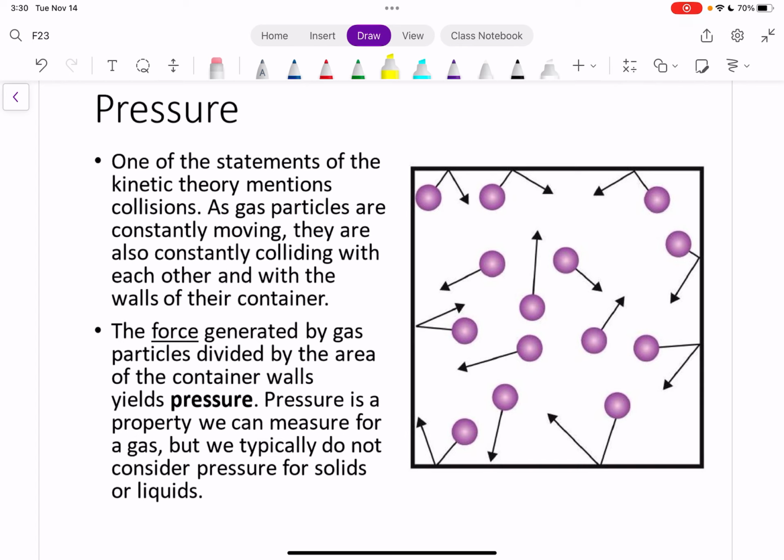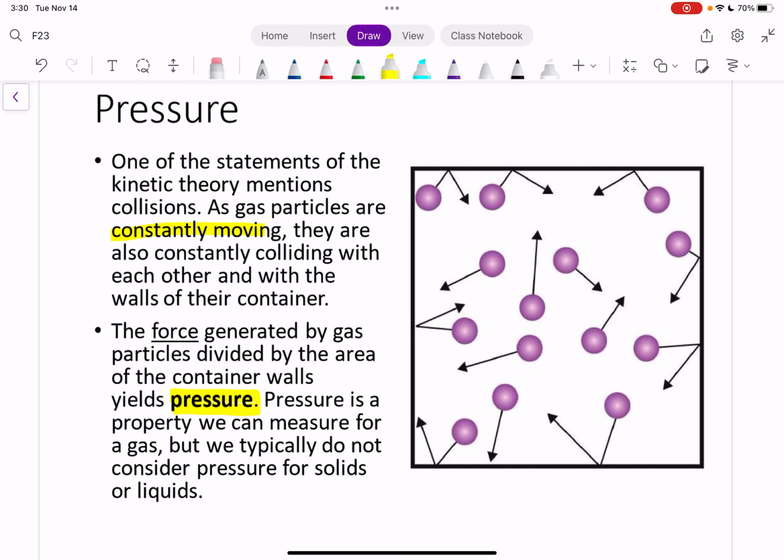So one of the statements above in kinetic molecular theory talks about collisions of these gas particles. So they're constantly colliding with each other and with the walls of the container, but they're in constant motion. And this generates a force. So because these gas particles are constantly moving, those particles are generating forces, and that leads to pressure. And pressure is this property that we can measure for a gas, but not something that we really talk about measuring for solids or liquids, right?